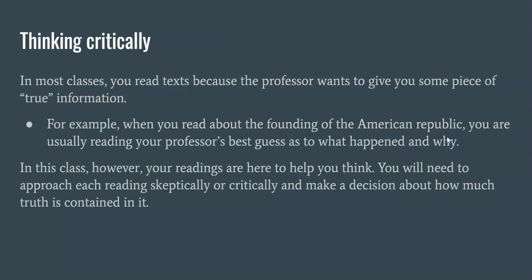Now, in most classes at the undergraduate level, particularly in the first 2 years, you read texts because the professor wants to give you some piece of true information. So, for example, when political science majors learn about the founding of the American Republic, they usually are reading their professor's best guess as to what happened at that moment and why. In other words, they're being asked to learn some things that other scholars believe to be true about our history and about the way American politics works.